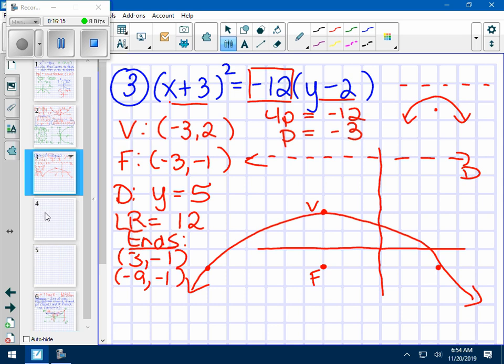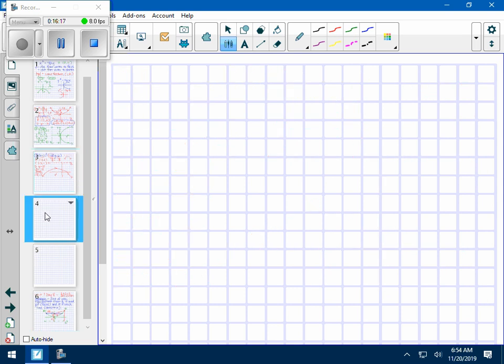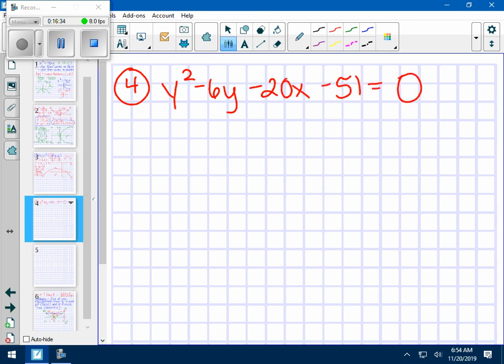Okay. One last really new piece, just like we've done with circles prior to this: sometimes the equation will not be given to us in this new standard form already. So for example, if I gave you y squared minus 6y minus 20x minus 51 equals 0, well, that look right now doesn't tell me anything about what that parabola looks like yet. So what we're going to have to do in this case is, I'm sure you're guessing it, complete the square.